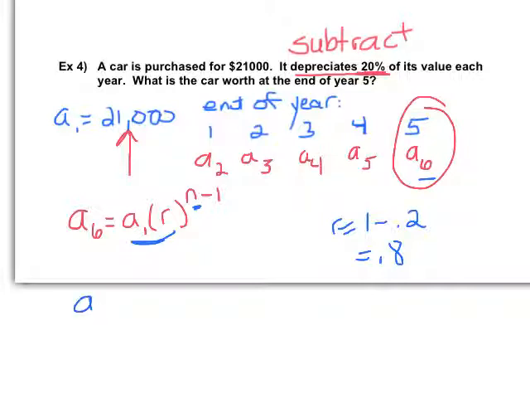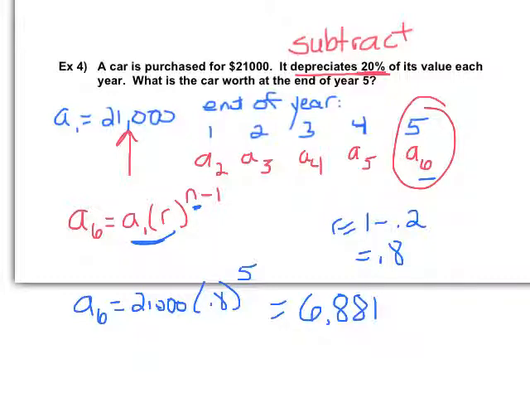So a sub 6 is equal to 21,000 times 0.8, raised to the 5th power, 6 minus 1. You put all that in, and you end up with $6,881.28. That's a huge depreciation. I'm not sure if cars depreciate that much, but that's going to be the value of the car at the end of year 5.